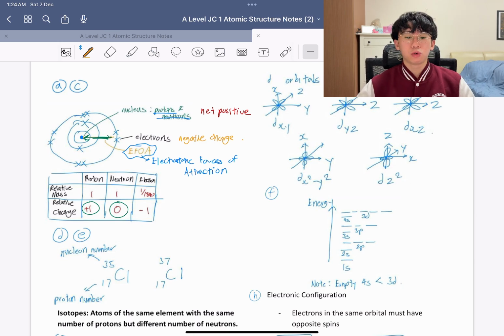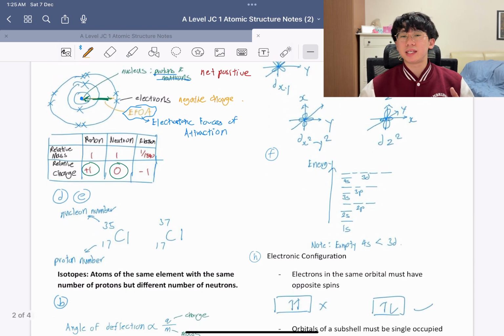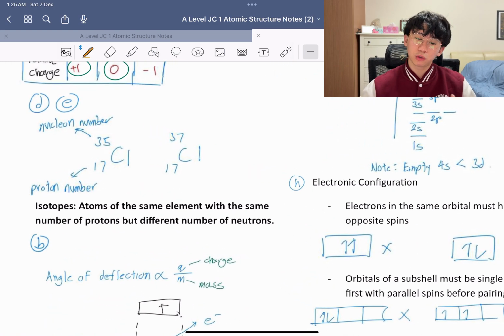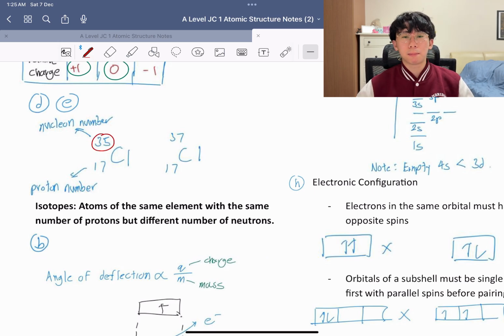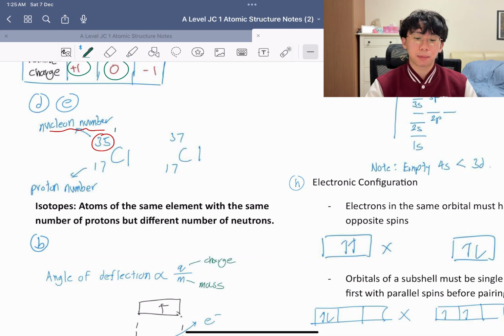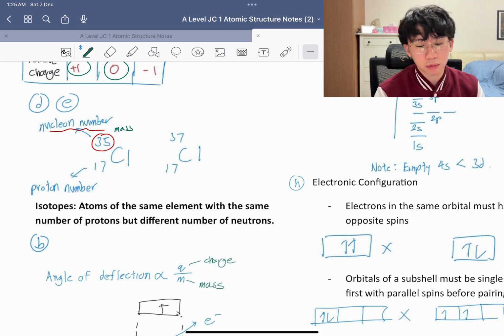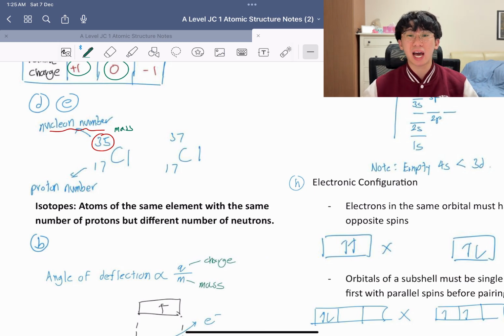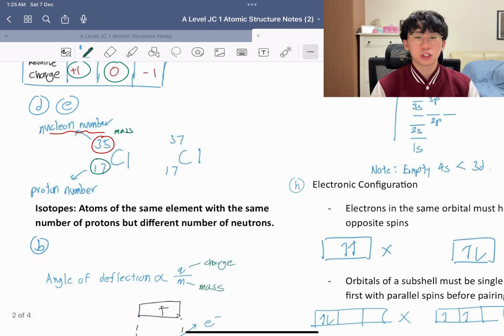Next up, you would be quite familiar with these symbols already. So you would often see them in the periodic table. So just a quick run through. The top number is called the nucleon number, and this is the mass of the whole atom or the element itself. And here, for example, if you look on the left, chlorine has a nucleon number of 35, which means that it has a relative mass of 35 for the atom itself. And then the bottom number is the proton number, which, as you would have guessed, is the number of protons.